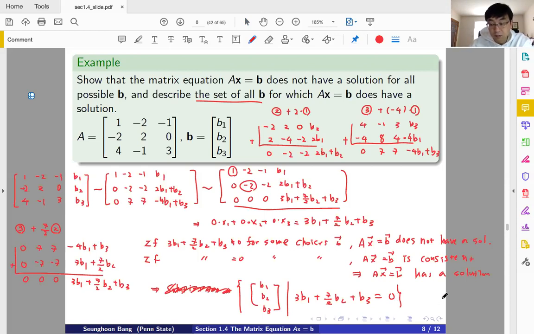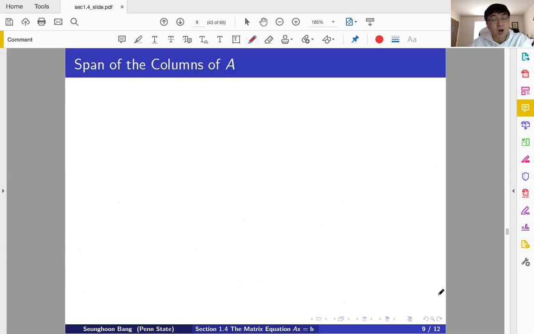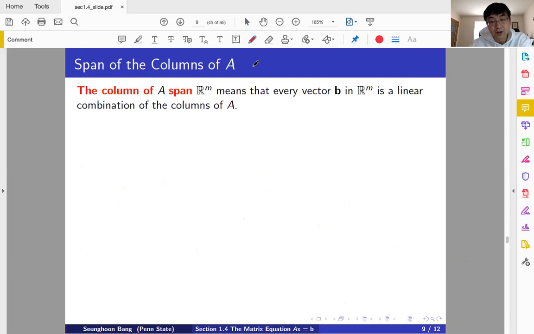So next, the span of the columns of A. What does it mean? This is the definition. The columns of A span Rm. What does it mean? Every vector b in Rm is a linear combination of the columns of A.